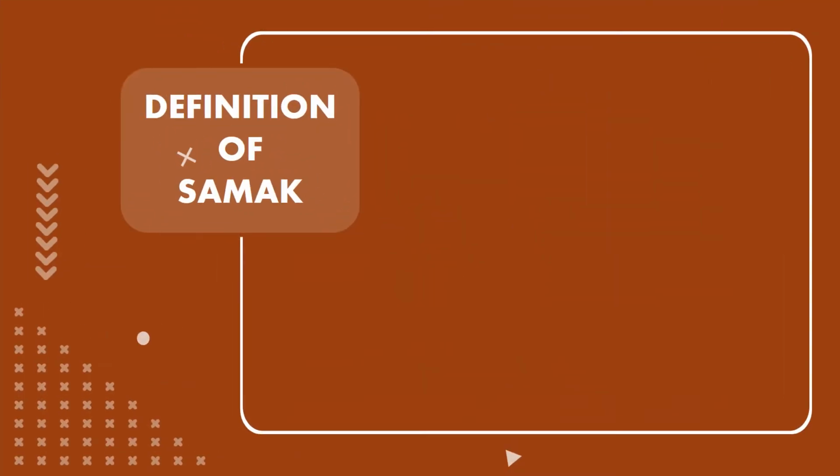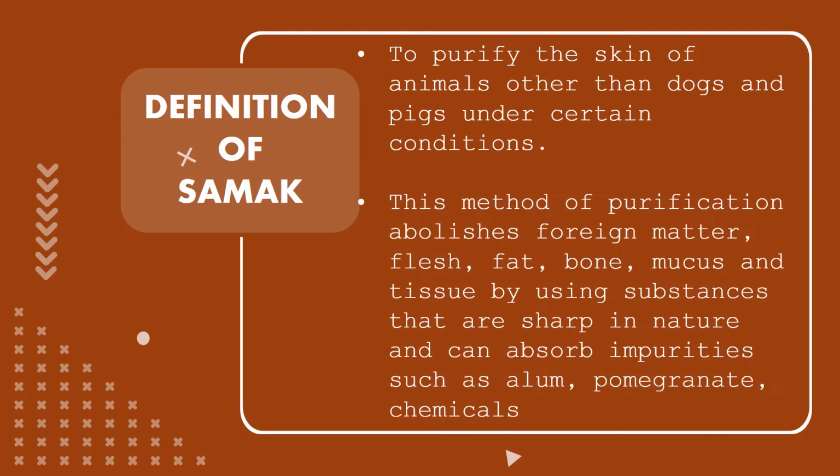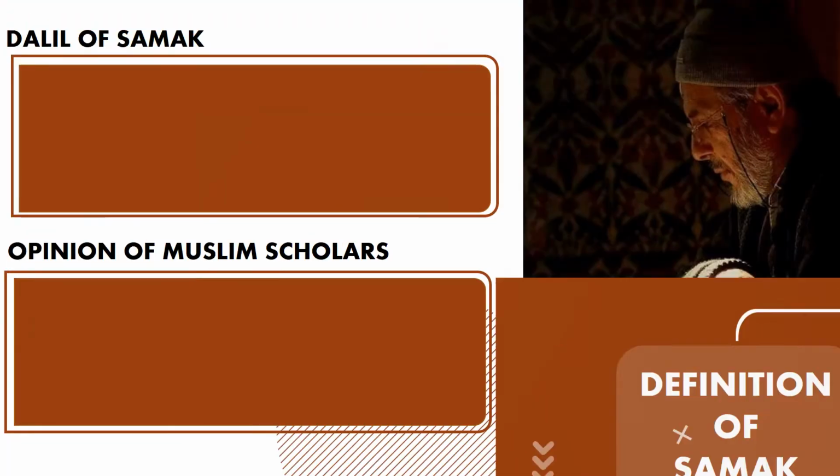Okay, moving on to the definition of Samak. Samak is to purify the skin of animals other than dogs and pigs under certain conditions. Usually Samak is used when producing goods like bags, shoes, and clothes. This method of purification removes foreign matter, flesh, fat, mucus and tissue by using a substance.